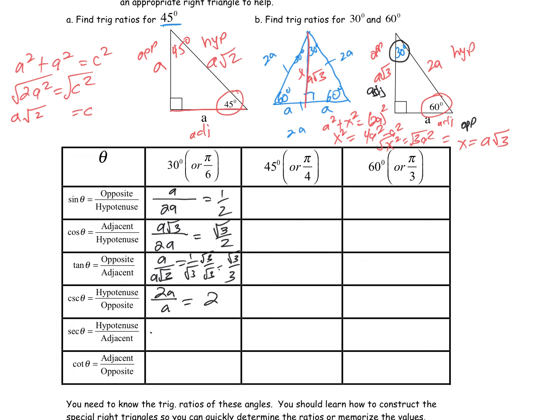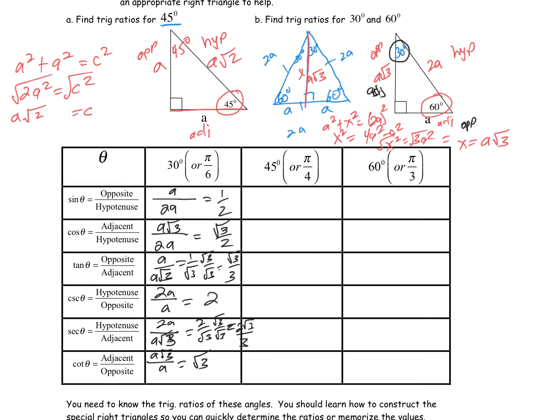Secant theta is the length of the hypotenuse, which is 2A, over the adjacent side, which is A rad 3, or you can take the reciprocal of cosine. This becomes 2 over rad 3, then rationalize, and you get 2 rad 3 over 3. And then cotangent theta is the length of the adjacent side, which relative to the 30-degree angle is A rad 3 over the length of the opposite side, which is A. So this simplifies to rad 3.